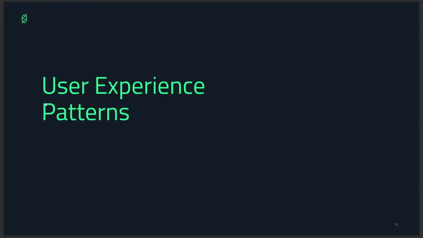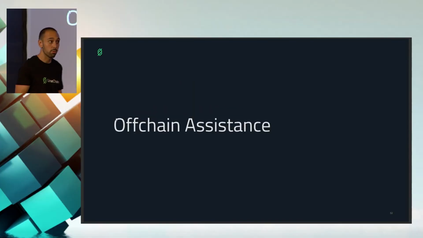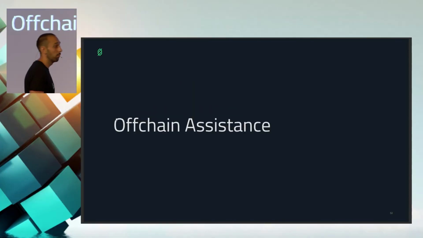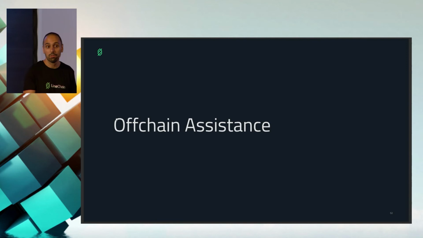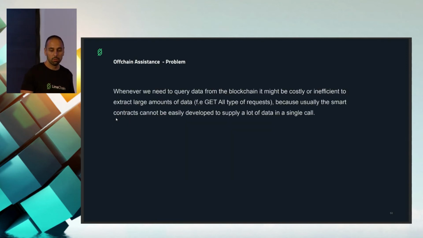And last, user experience patterns, because user experience matters. Because we can build amazing systems, and if they are not usable by users, well, we're not going to have users. So what we can do, first pattern is off-chain assistance. Whenever we need to query data from the blockchain, it might be costly or inefficient to constantly be extracting large amounts of data. Sometimes it might actually even be impossible, because if you ask the smart contract not just for reading data, but to perform calculations to give you this data, they might actually cut you off.